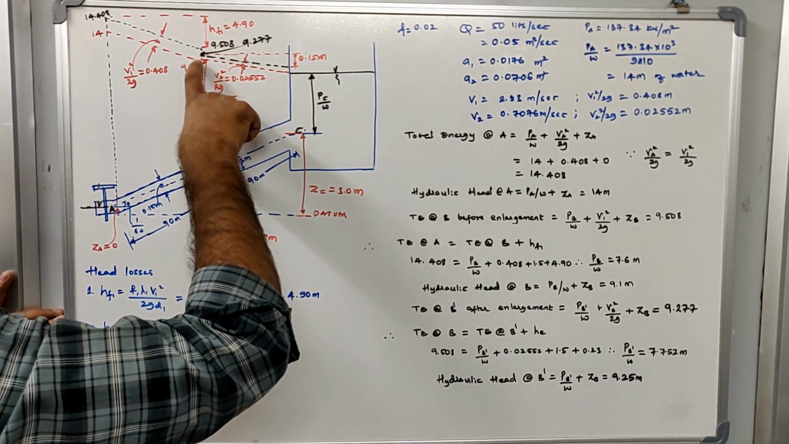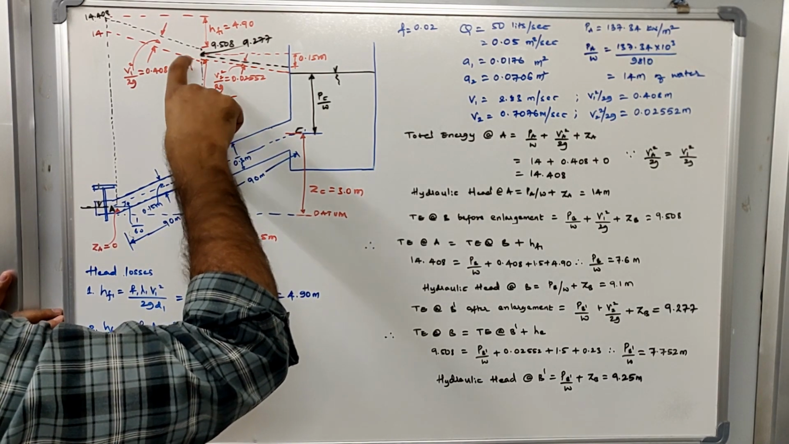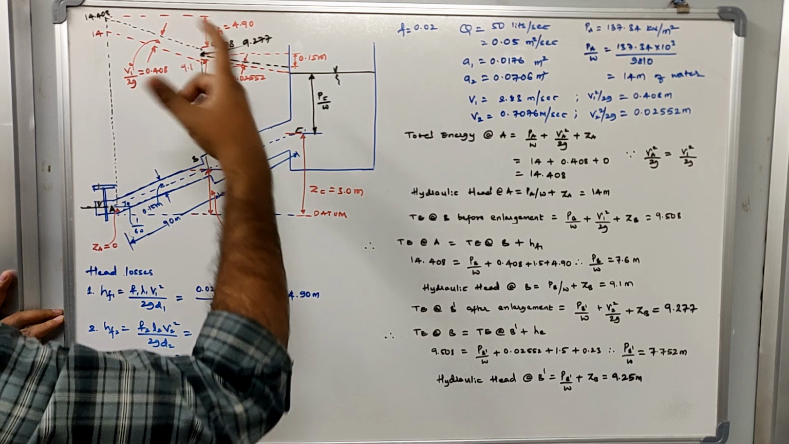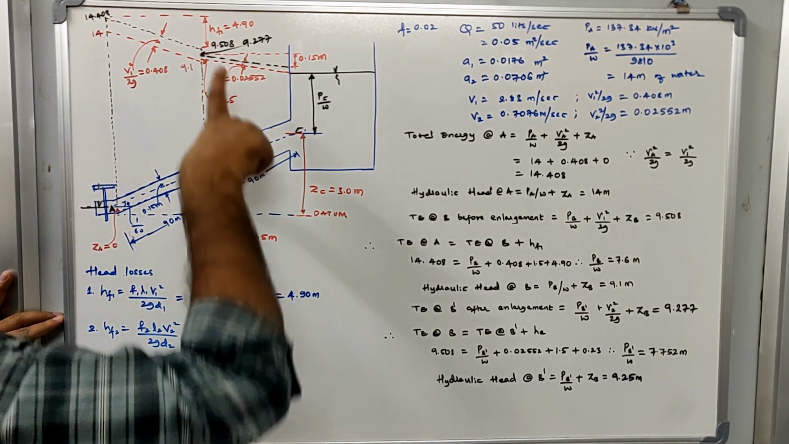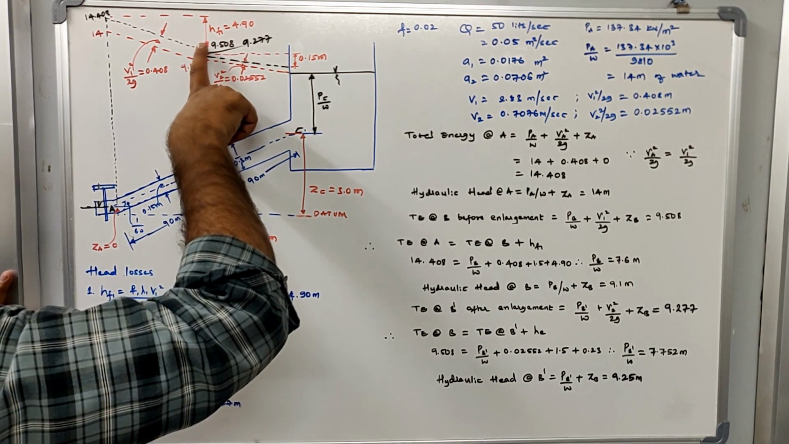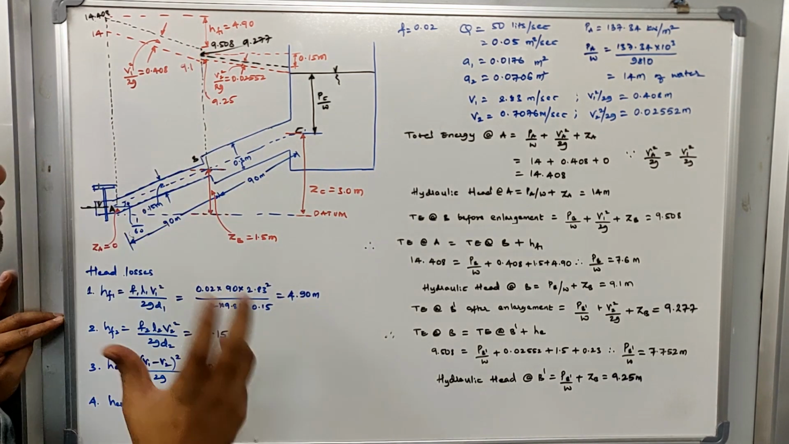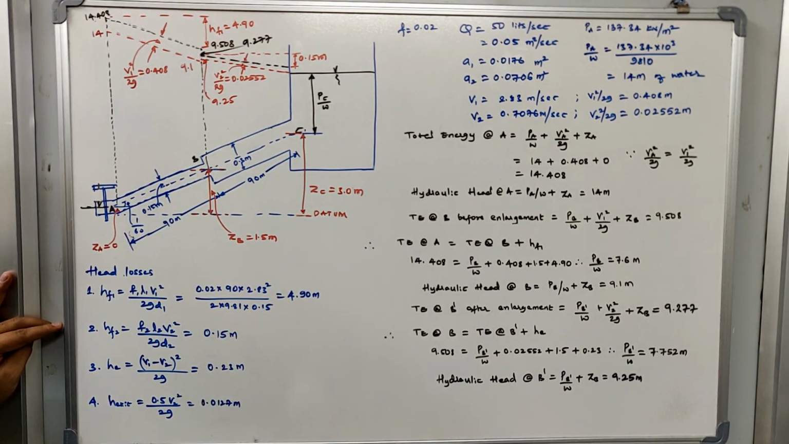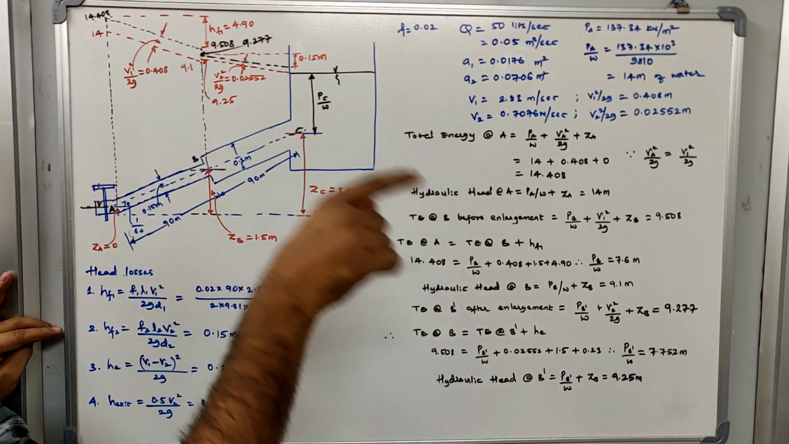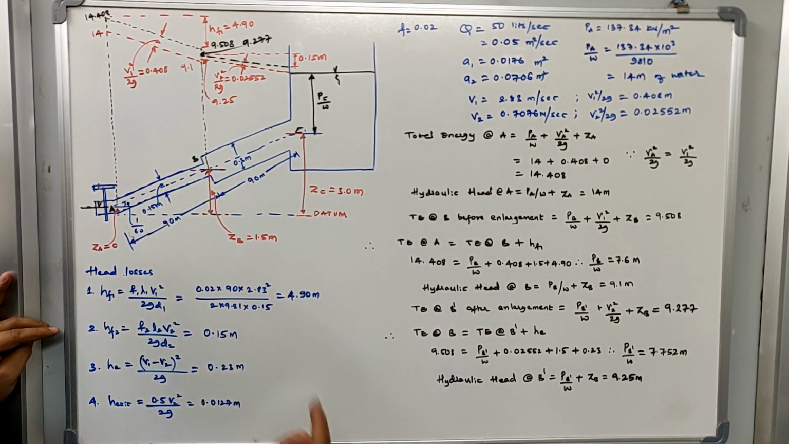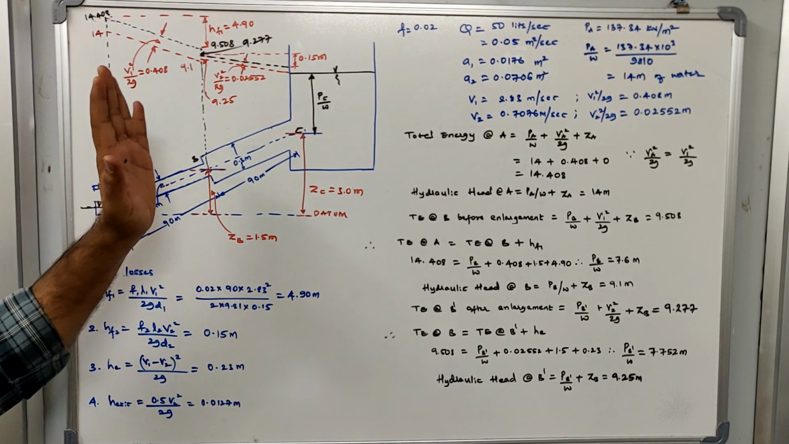It means the hydraulic head before the expansion is less compared to the hydraulic head after the expansion, whereas the total energy before the expansion is greater compared to the total energy after the expansion. This is what you need to understand. Whenever a sudden enlargement takes place, the hydraulic head will increase but the total energy is going to reduce. The total energy is reduced because we have to deduct the energy that is lost due to expansion. Right, so this is what you need to understand.